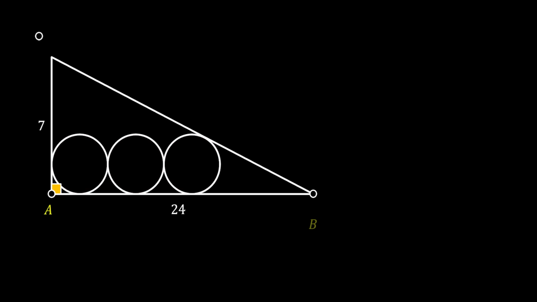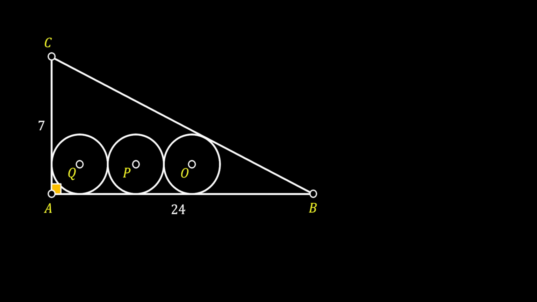So first I'm going to label all 3 vertices of our big right-angle triangle as A, B, and C. And I will also label 3 centers of our 3 congruent circles as O, P, and Q, as you can see on the sketch.